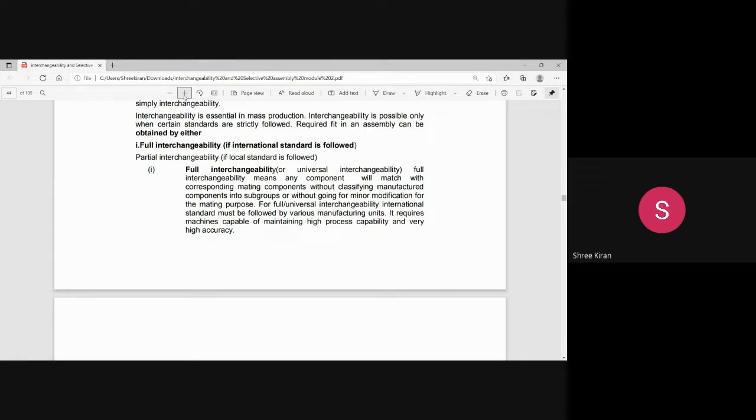Before that, what are the main parameters we consider for interchangeability? The main parameters we consider for interchangeability are, first, geometric: dimensions, shape, relative position of surfaces, and others. These are the various parameters we consider. Geometric parameters mean what?